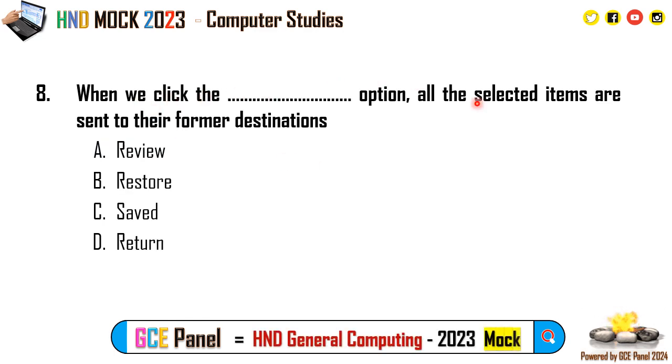When we click the dash option, all the selected items are sent to their former destinations. Yes, this one concerns restore. For example, let me say you have deleted some items and they are now found in the recycle bin. You can go now to your recycle bin, you select these items and you click restore. They are sent back to their former destination. Okay? This is desktop management, right? Good.